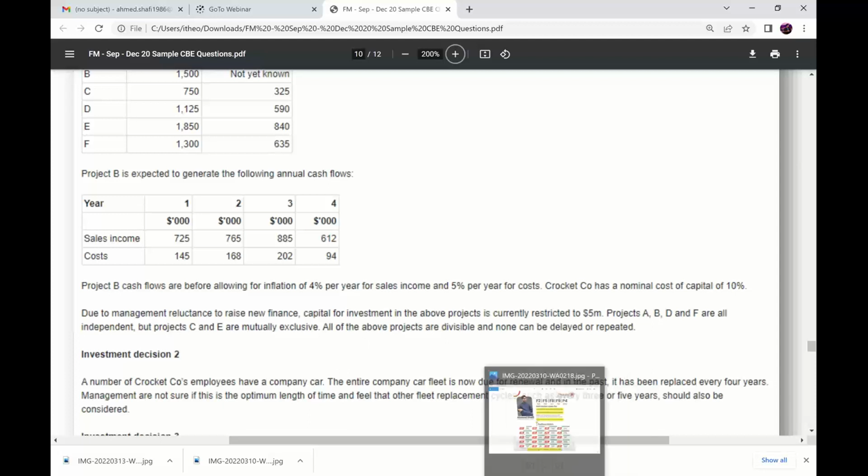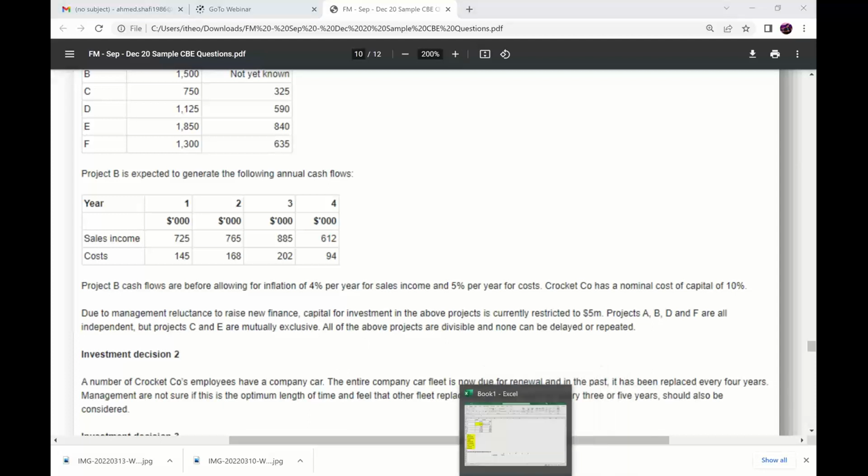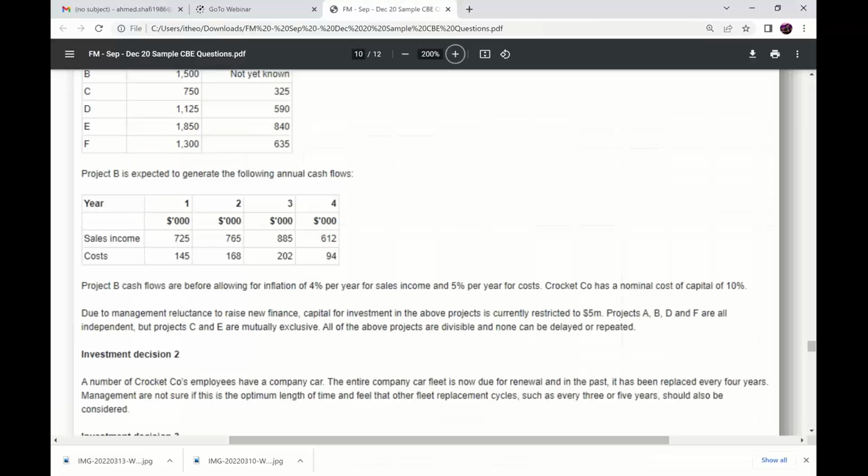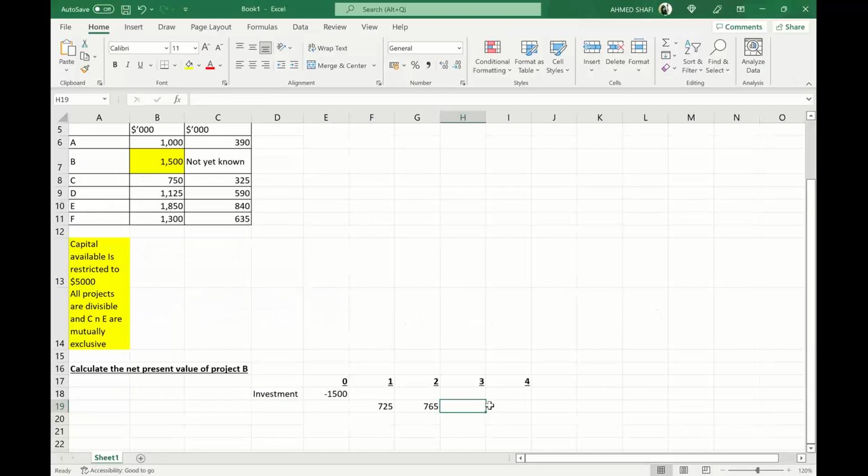So I will write 725, it's in year 1 inflow, then 765 inflow, then 885 and 612. Okay, this is sales.